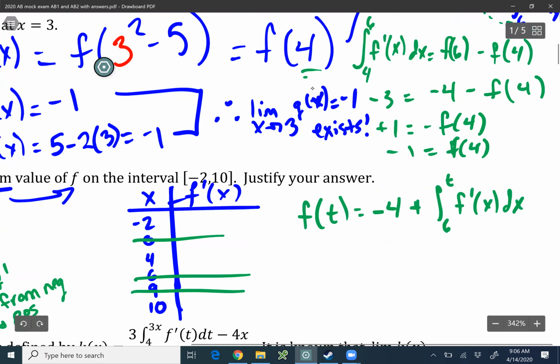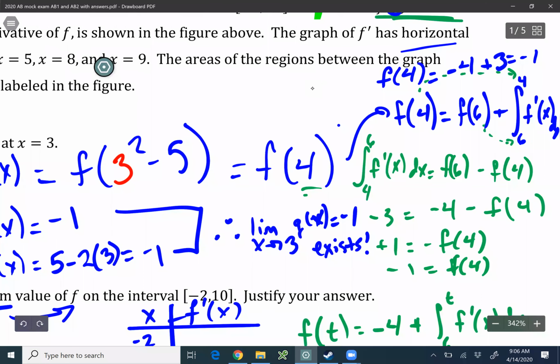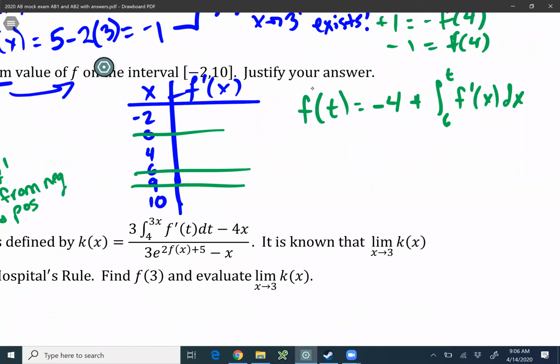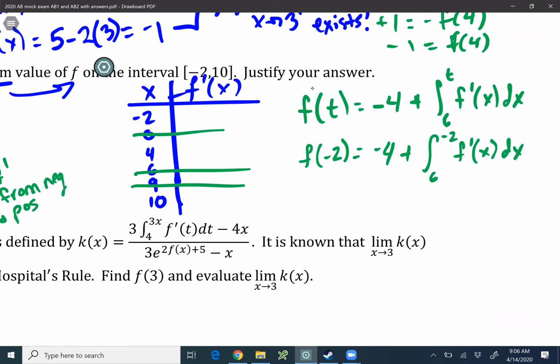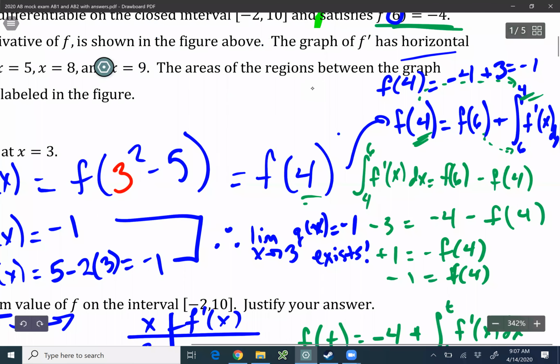And that's essentially what we did up here. F of t equals f of 6 plus the integral from 6 to t. I just changed our 4's to t so we could plug in anything. So for negative 2, we're going to get f at negative 2 equals negative 4 plus the integral from 6 to negative 2 of f prime of x dx. And if we wanted to set this up backwards, the way I said, the integral from negative 2 to 6 of f prime and then do FTC, you could. So this gives us negative 4 plus the integral between 6 and negative 2.